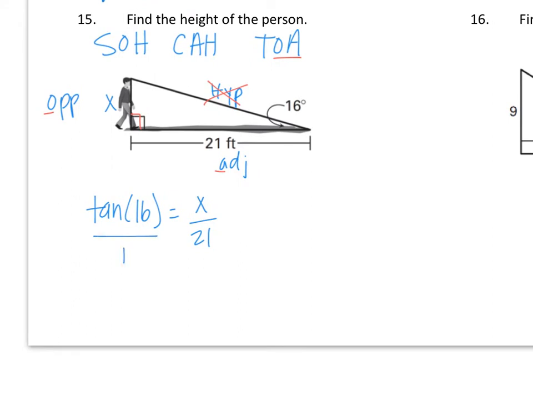I'm going to put the tan over 1. I'm going to cross multiply. X equals 21 times tan 16. So just multiply those together. And I got 6.02. So I'm just going to round that to 6.0.